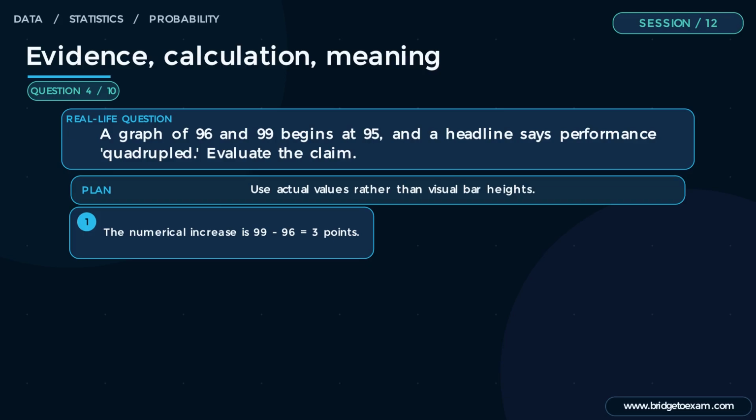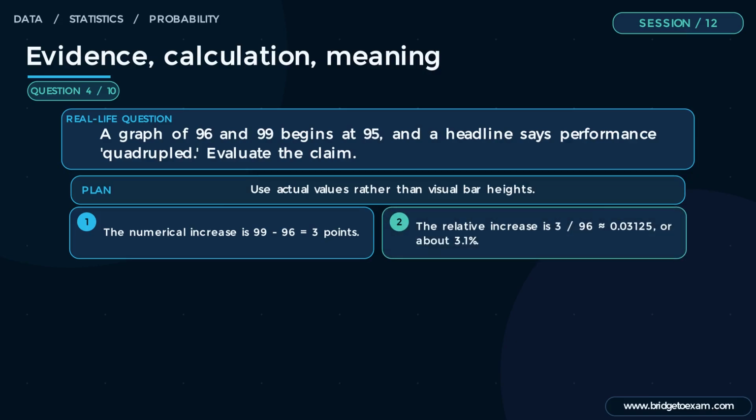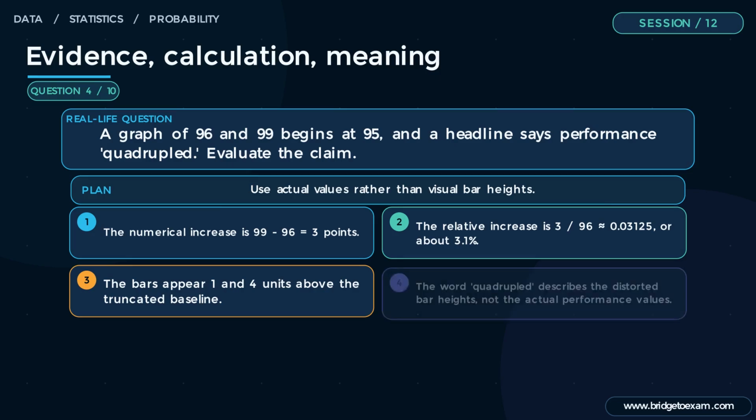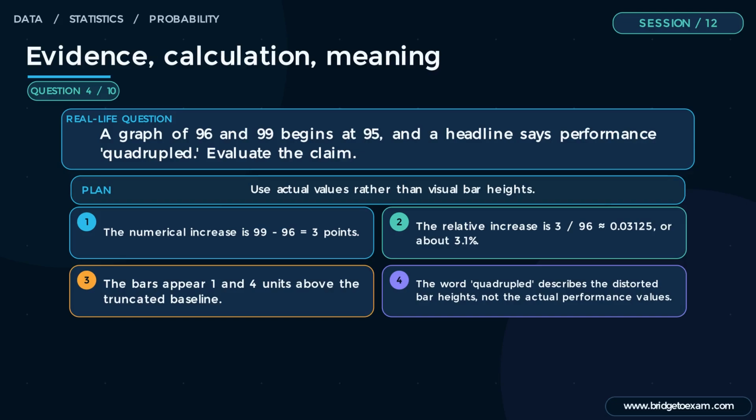Step 2. The relative increase is 3 divided by 96, approximately 0.03125, or about 3.1%. Step 3. The bars appear 1 and 4 units above the truncated baseline. Step 4. The word quadrupled describes the distorted bar heights, not the actual performance values.